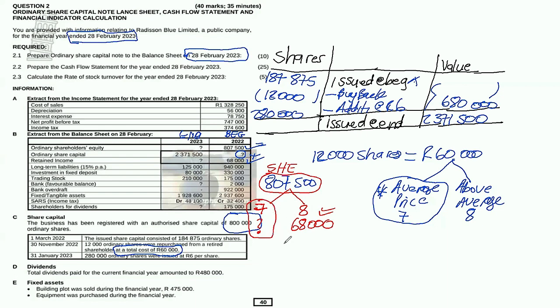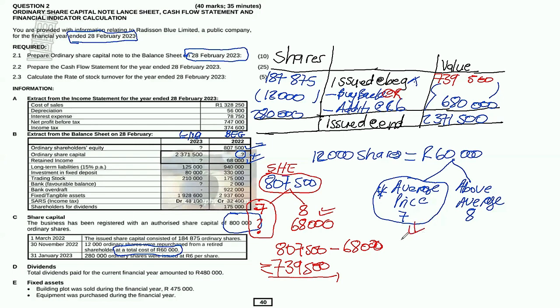So now you will take that 807,500, therefore you subtract 68,000. So our ordinary share capital at the beginning is going to be 739,500. So now we have our value at the beginning, which is 739,500. Right. So now you can calculate your average price.